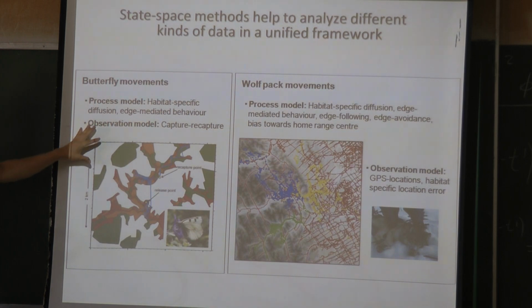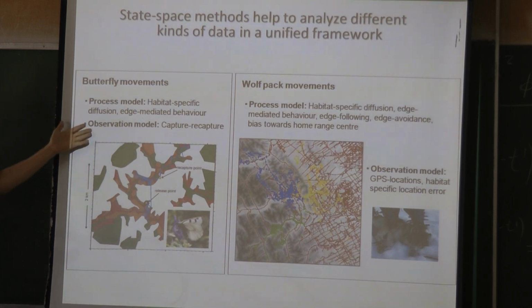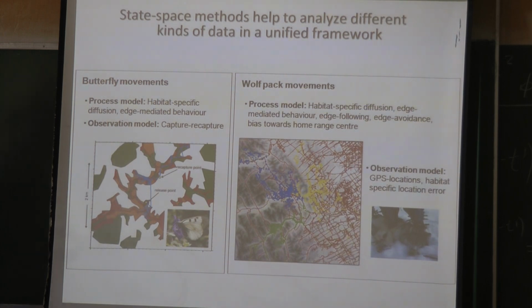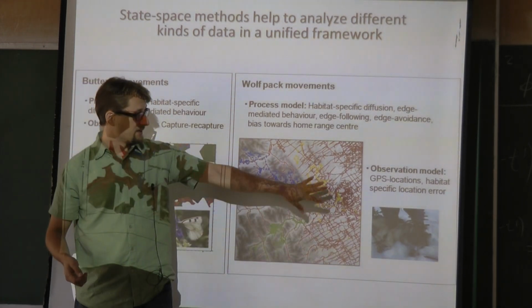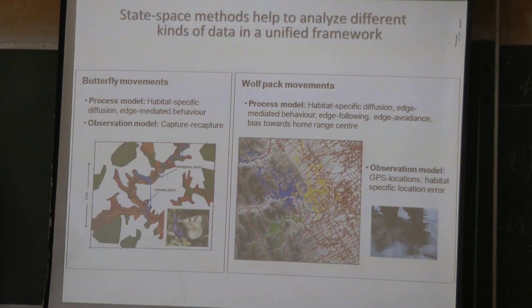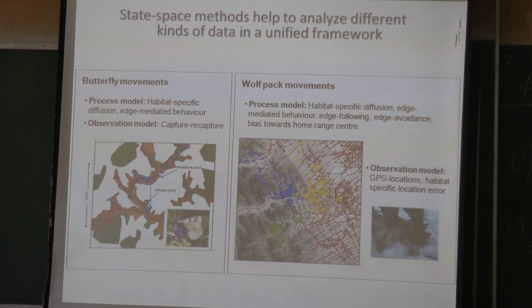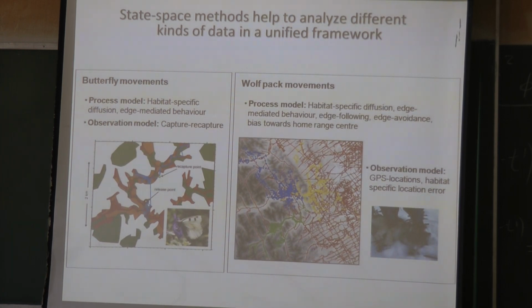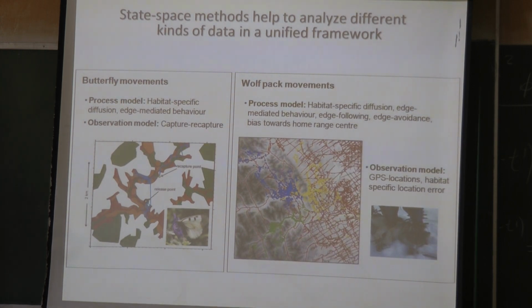The type of data you can collect is very different because you cannot put a GPS collar on a butterfly yet. So here the typical observation model is the capture-recapture model. In this case, your observation model is probably that of GPS locations, maybe with some location error, which might be habitat specific because GPS is better in open area than in a thick forest, for example.